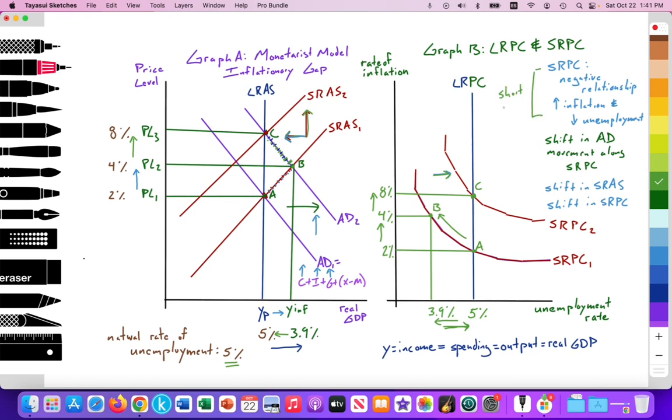So in the short run, we see that there is a negative relationship between inflation and unemployment. But with the Phillips curve shifting, you can have inflation and unemployment going up at the same time. You can have inflation rising and unemployment also rising at the same time, which is what we call stagflation.